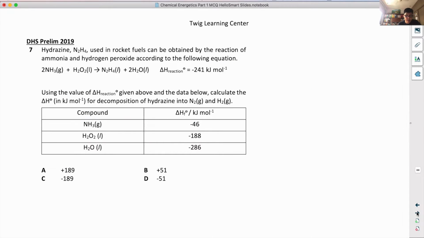Hydrazine is used in rocket fuel, and can be obtained by this reaction: ammonia plus hydrogen peroxide to form hydrazine. Using the values given above and the data below, calculate the enthalpy change of decomposition of hydrazine into N2 and H2. Let's run through. I'm going to copy this down first.